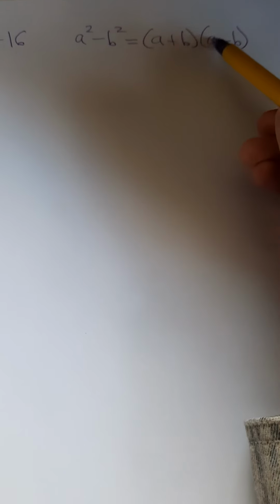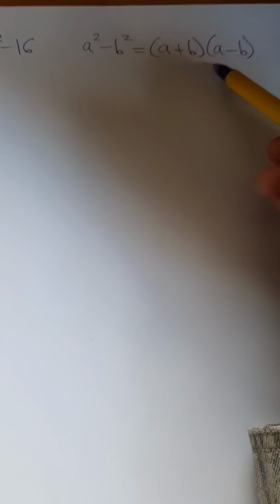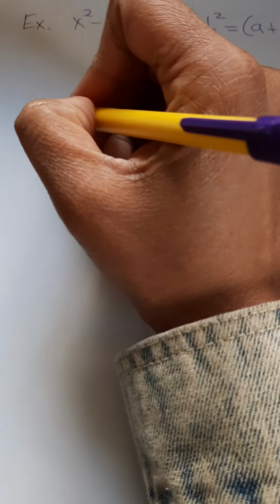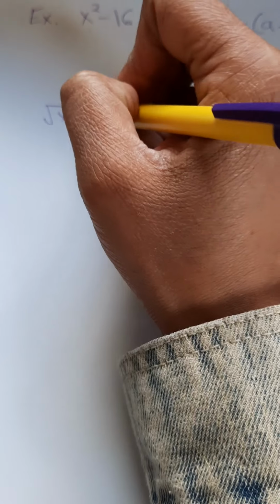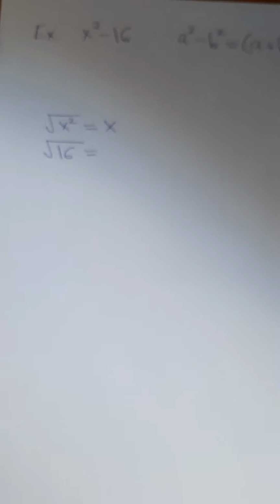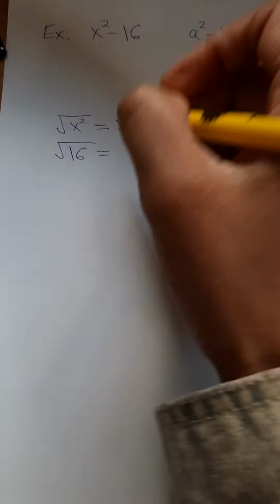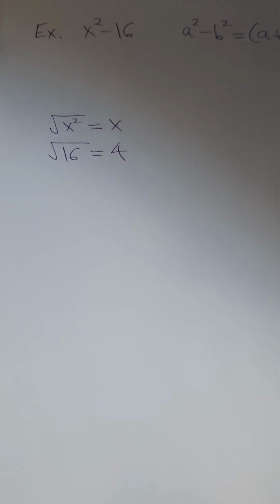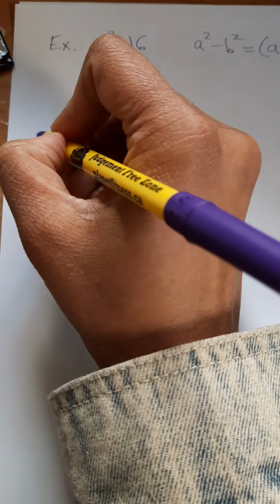And the reason it's like this is if you actually FOIL this out, what you'll notice is the middle terms are canceling out. So let's try it for this example that we have. What we're going to do here is, again, take the square root of both terms. So the square root of x squared is equal to x. And I want to take the square root of 16, which is equal to 4. So let's write a. This is a, and this is my b value.